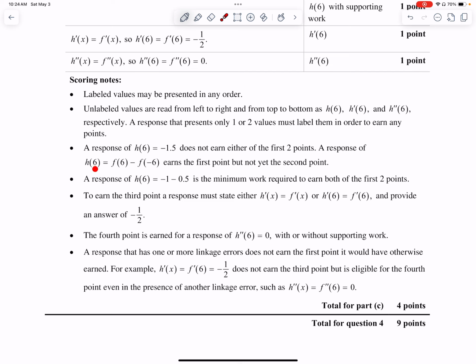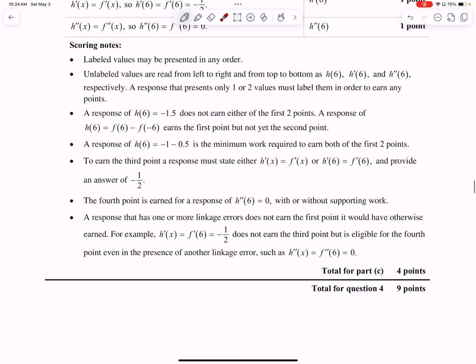Response of h of 6 is equal to, and notice that they have the antiderivative here with the difference, earns the first point, but not yet the second point. I think to get the second point, you actually have to have the number as the answer, of course. Pulling stuff from the graph, response of h of 6 is equal to -1 minus 0.5 is the minimum work required to earn both of the first 2 points. So this apparently is making an implied connection between the difference of f of 6 and f of -6.